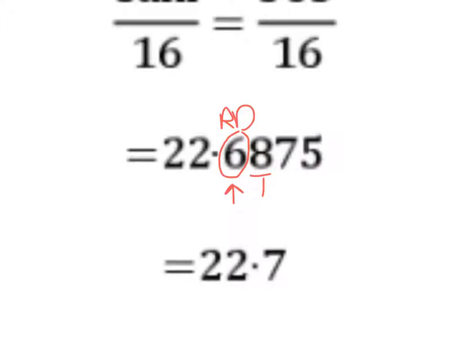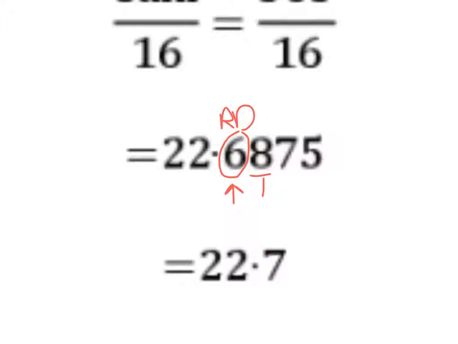So a good phrase to use is 5 or more, let it soar. 4 or less, let it rest. So if it's 5, 6, 7, 8 or 9, so 8 is clearly in that group, then the rounding digit, which is 6, rounds up.